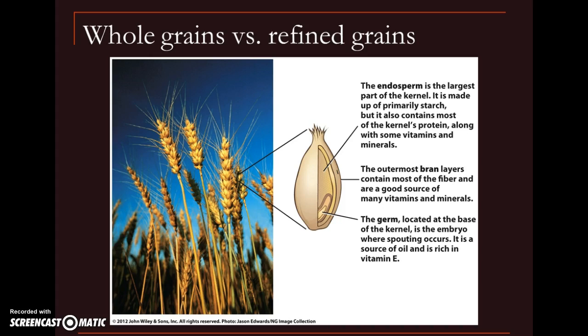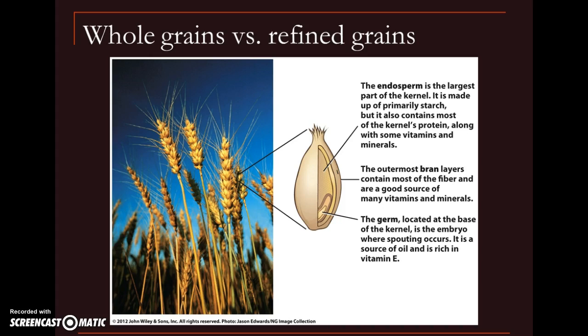A whole grain contains three parts: the endosperm, the bran, and the germ. The endosperm is the largest part of the kernel. It's made up of primarily starch, also contains some protein, and a few vitamins and minerals. The endosperm is pretty much what we think of as being the starchy part of a grain.